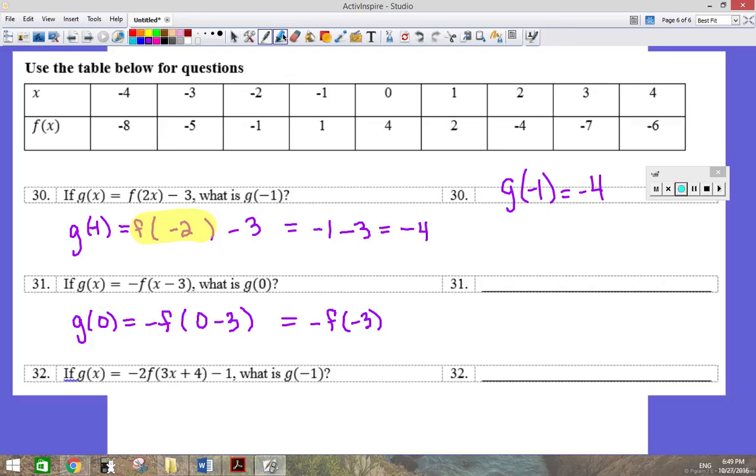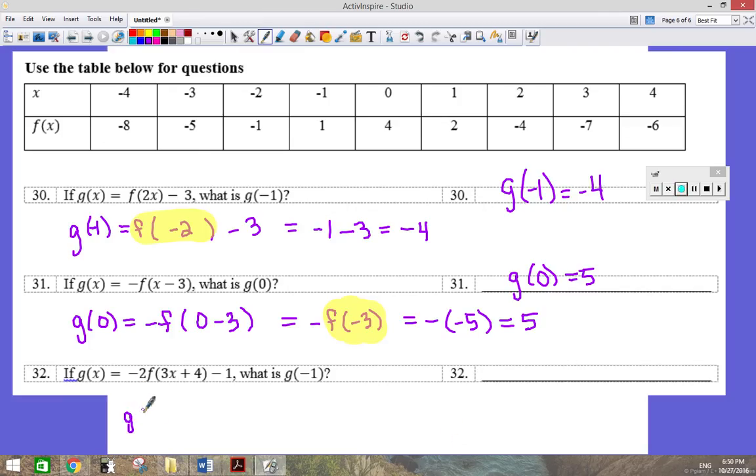So I need to use the table. It wants me to take the opposite of whatever this number is. So the table will tell me that number, and I take the opposite of it. Don't lose that negative sign. So f evaluated at -3 is -5, but the opposite of -5 is +5. So g evaluated at 0 is equal to 5. All right, so now let's do this bottom one here.